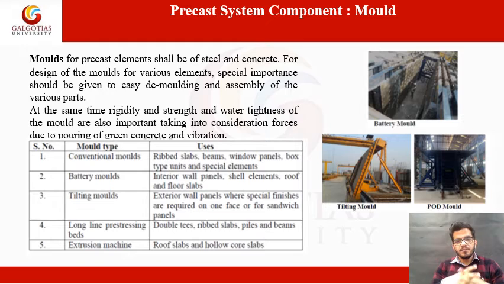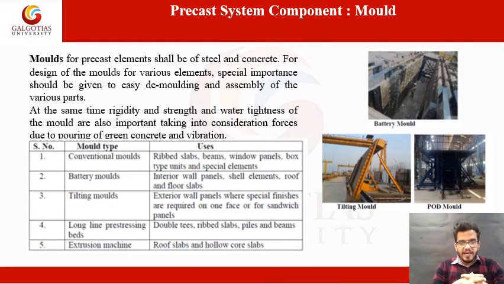So moving forward to the precast system components, we have the mold system. A mold for a precast element shall be of steel and concrete. For the design of a mold for various elements, special importance should be given to easy demolding and assembly of the various parts. So we have three types of mold system: the battery mold, the tilting mold, and the pod mold. At the same time, rigidity, strength and water tightness of the mold are also important, taking into consideration forces due to pouring of green concrete and vibration.